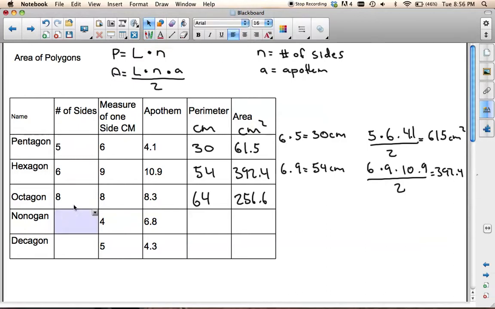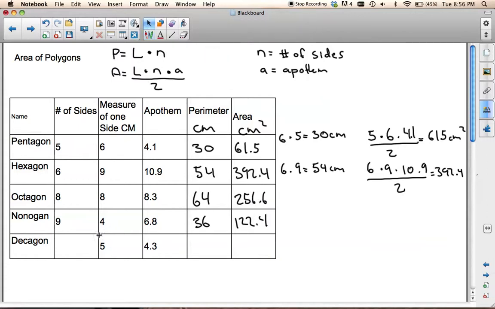And if we just keep going, if we decide we want to go with a nonagon, a nonagon comes from the Latin, which is going to give us 9. Same thing, 9 times 4, which is going to give us 36 centimeters for our perimeter. And we would just go 9 times 4 times 6.8 divided by 2, and that's going to give us 122.4 centimeters squared for our area of a nonagon.